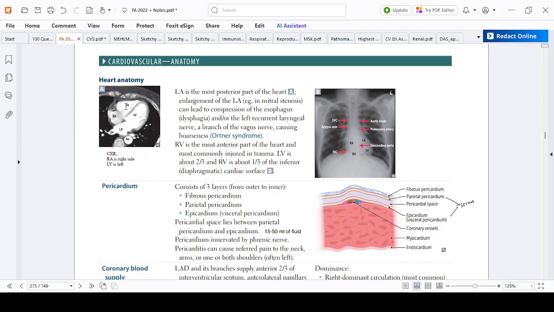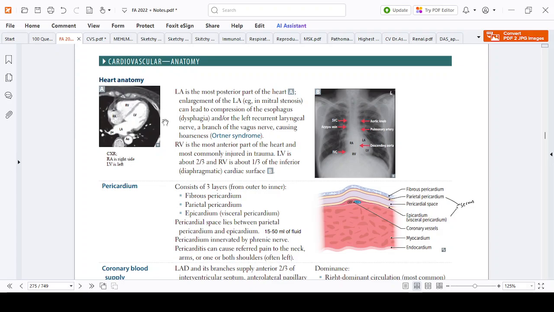Moving towards the left ventricle, it's about two-thirds, and RV is about one-third of the inferior diaphragmatic cardiac surface. Most of the inferior surface of the heart is formed by the LV. Okay, that's two-thirds of the inferior surface formed by the LV. One-third is formed by the RV, while the anterior surface is mostly formed by the right ventricle.